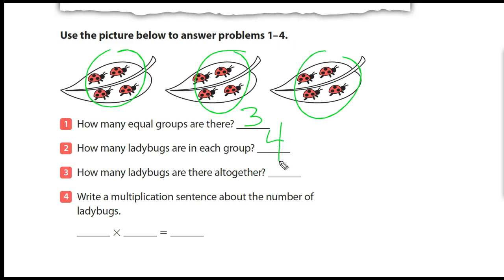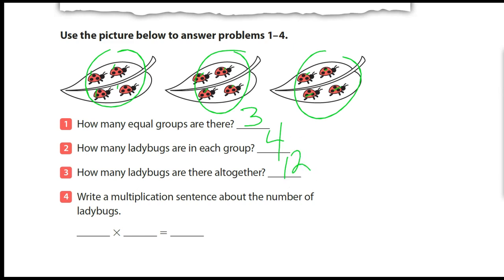4. So then how many ladybugs are all together? Oh, I just go 1, 2, 3, 4, 5, 6, 7, 8, 9, 10, 11, 12, or, oops, sorry, not 4. Whoops. Pull them all together. Okay.